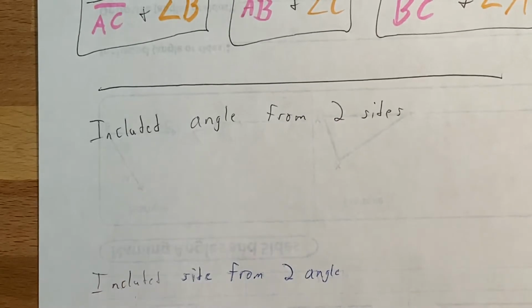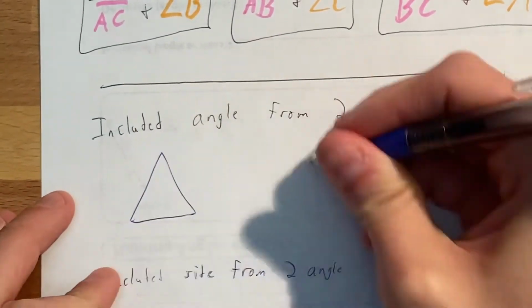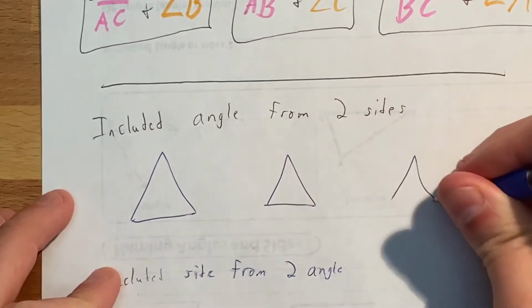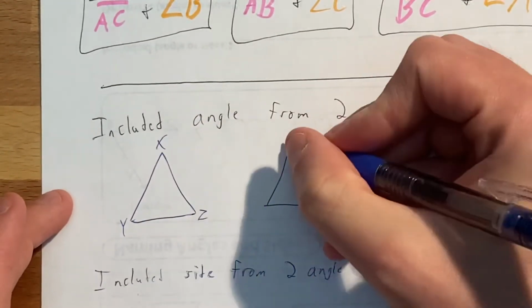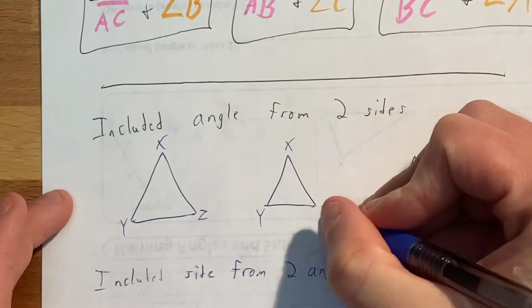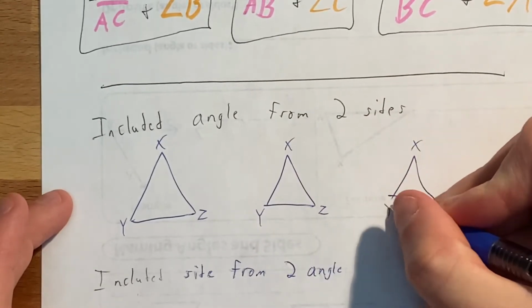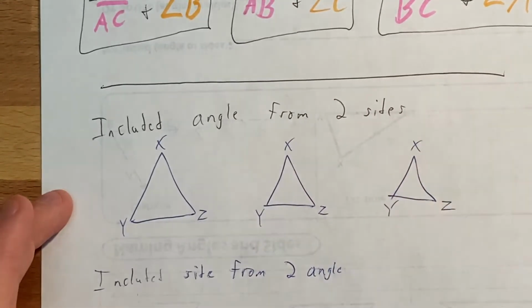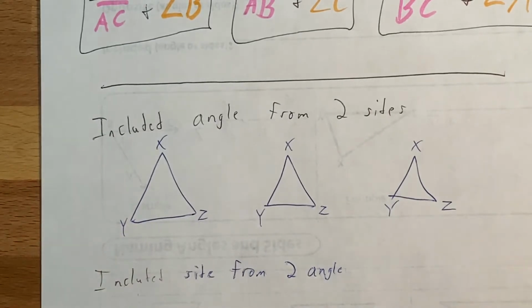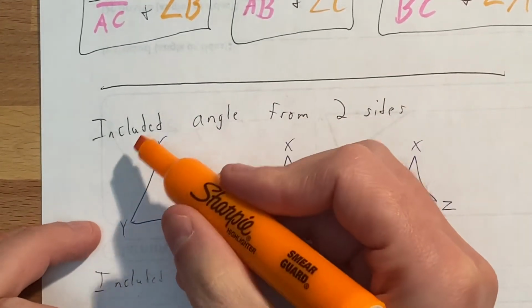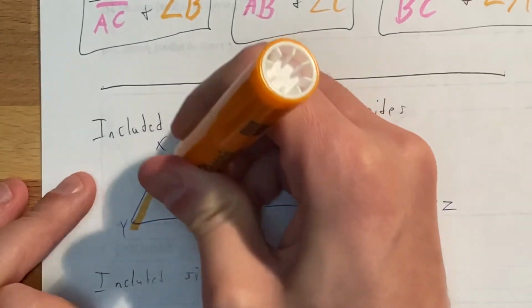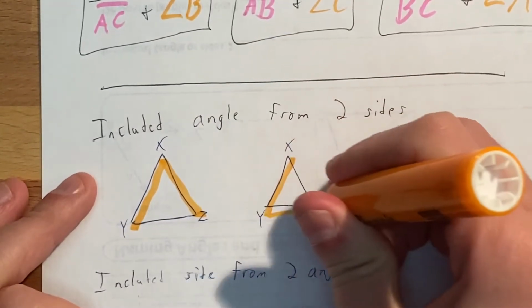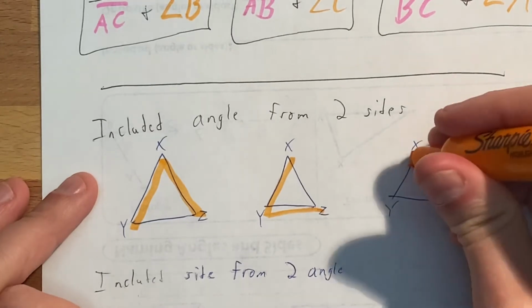Okay. So once again, some sample triangles. Let's go with XYZ this time. And we will see what happens. So we're saying we have two sides in this part, right? Included angle from two sides. So maybe I have these two sides, maybe I have these two sides, and maybe I have these two sides.